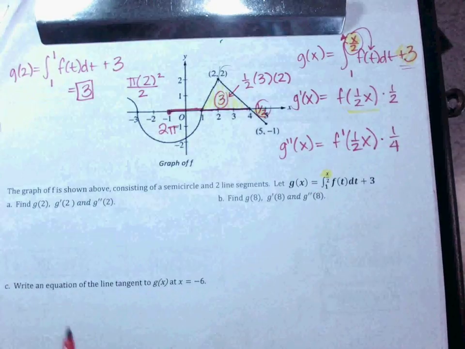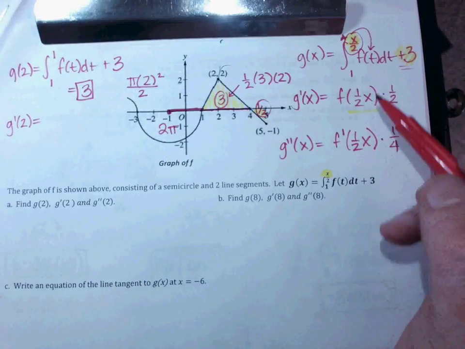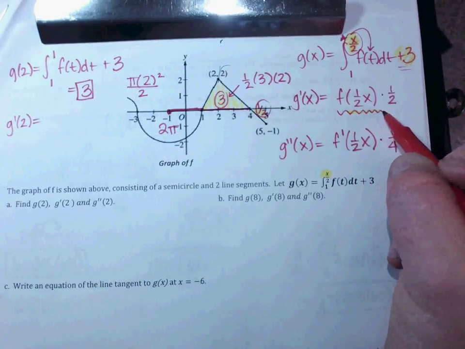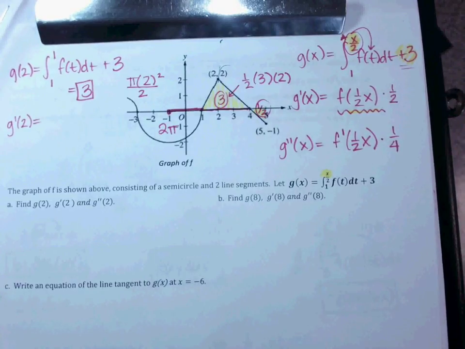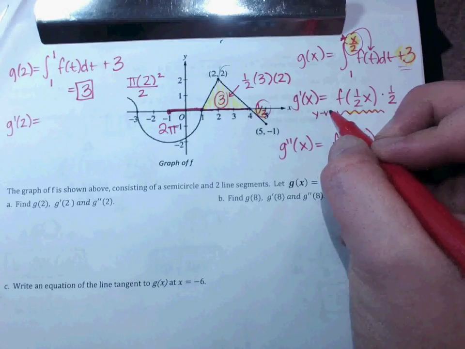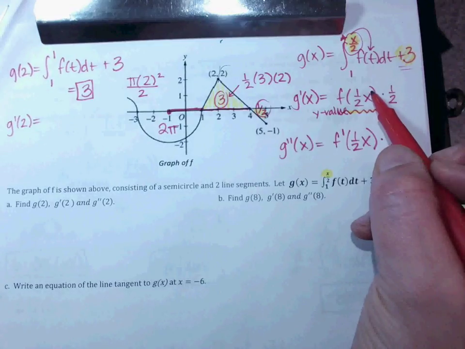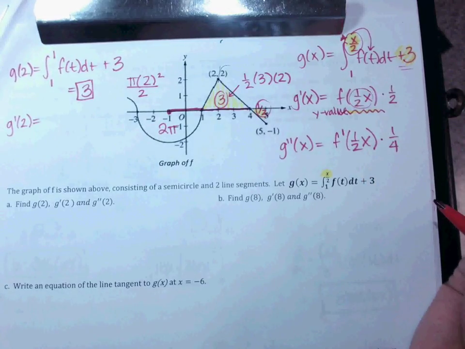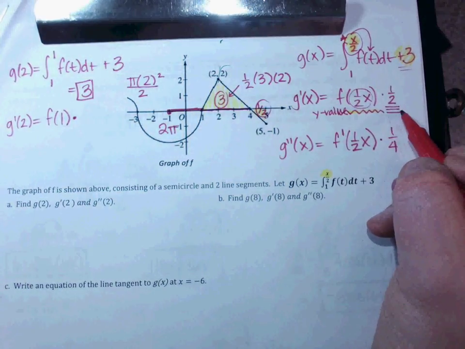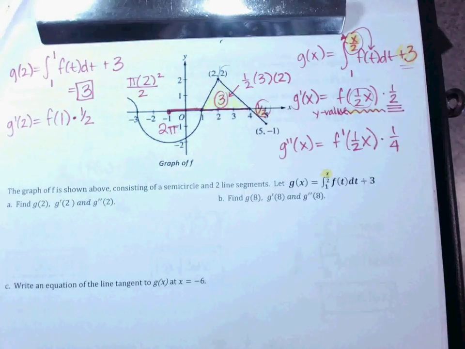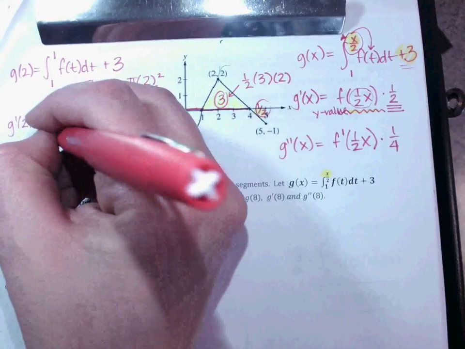Okay, second part, g prime of 2. I'm using now this formula right here. What is the f going to be in the graph? Is it an area, a y value, or a slope? This is going to be a y value. Now, am I going to find the y value at 2? No. I'm going to find it at half of 2. What's half of 2? 1. F of 1. And then what am I going to times that answer by because of chain rule? A half. So look at your graph. What is f of 1? 0. F of 1 is 0. Half of 0 is still 0.